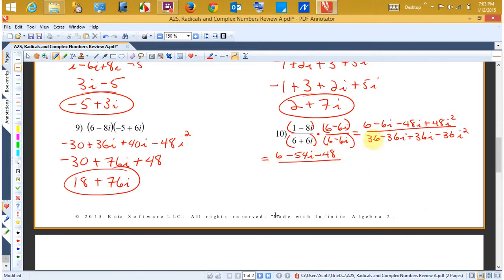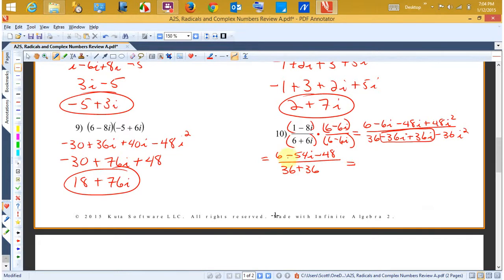On the denominator, I'll have 36 minus 36i plus 36i. So this part right here is all going to drop out, and I'll end up with 36 minus 36i squared. Okay, so i squared is a negative 1, so that's going to change this to a plus. So I've got 36 plus 36.